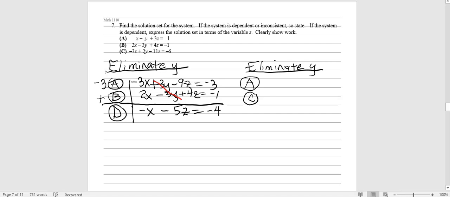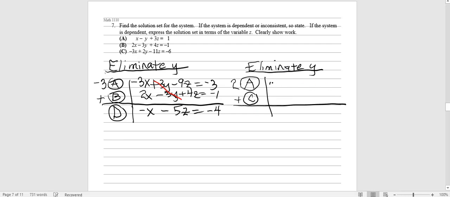So I notice in equation A, I have a negative y. In equation C, I have a positive 2y. So if I multiply equation A by 2, that'll give me a negative 2y in A and a positive 2y in C if I don't make any change to C. And I have opposite coefficients on my y terms.